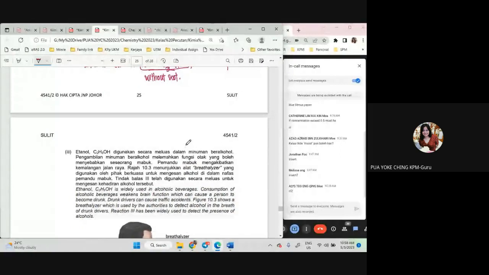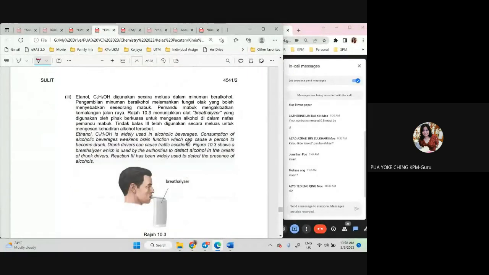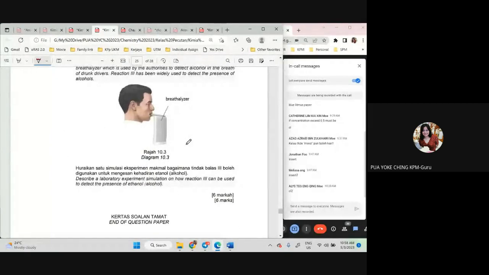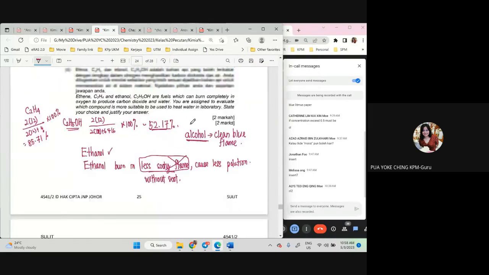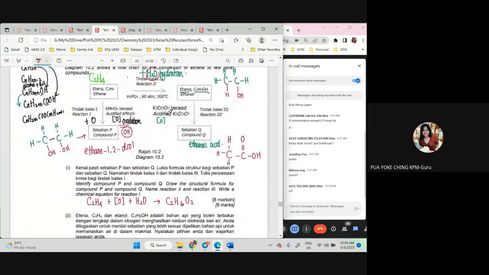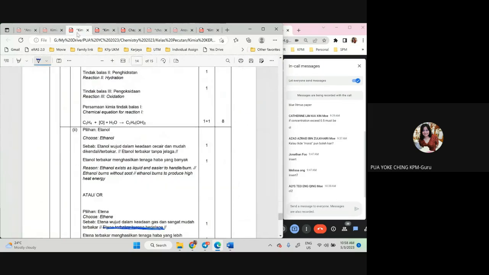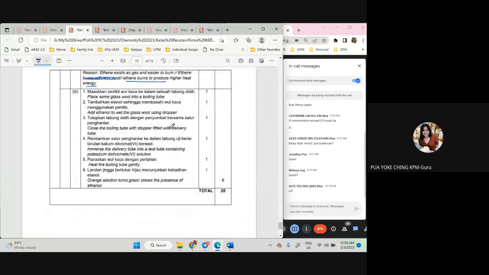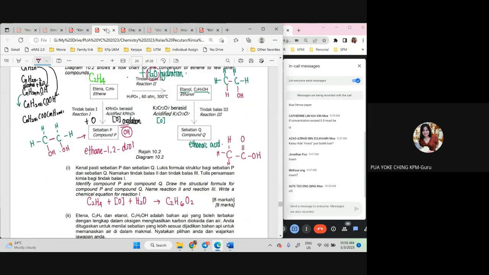Okay, ethanol digunakan oleh pihak berkuasa dalam breathalyzers untuk pemandu yang mabuk. Huraikan satu simulasi bagaimana tindak balas 3 boleh digunakan untuk mengesan kehadiran ethanol. Okay, tindak balas 3, which is your oxidizing agent. So ini kita terus refer to the answer scheme. So you panaskan, then you go through the potassium dichromate. When you have alcohol, the solution will turn green.